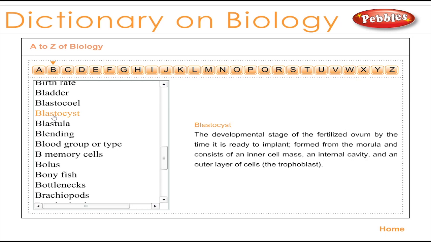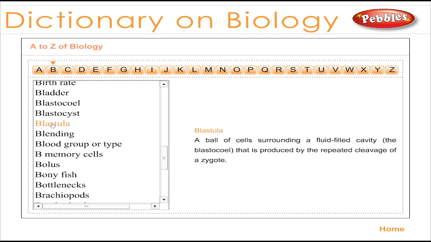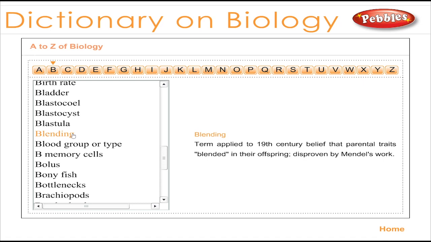Blastocyst, the developmental stage of the fertilized ovum by the time it is ready to implant. Formed from the morula and consists of an inner cell mass, an internal cavity and an outer layer of cells which are the trophoblast. Blastula, a ball of cells surrounding a fluid-filled cavity, the blastocoel, that is produced by the repeated cleavage of the zygote. Blending, term applied to the 19th century belief that parental traits blended in their offspring, disproven by Mendel's work.